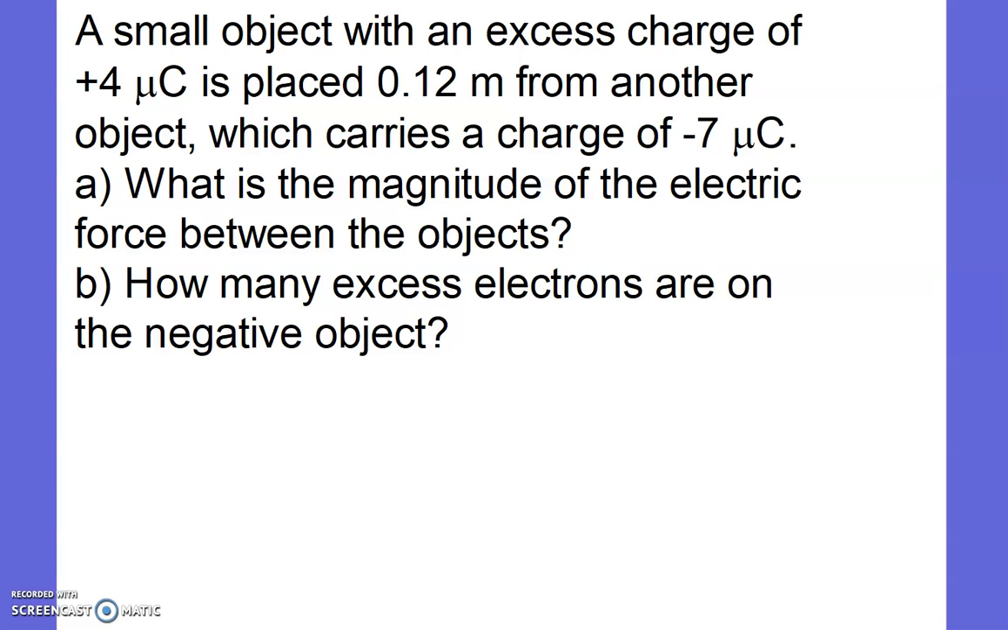We're going to start by drawing a diagram of what we have here. We have a positive 4 microcoulomb charge here, and we have a negative 7 microcoulomb charge, and they are 0.12 meters away from each other.